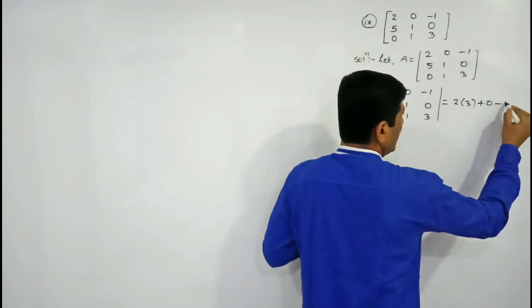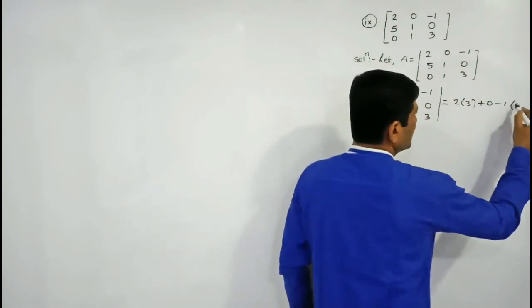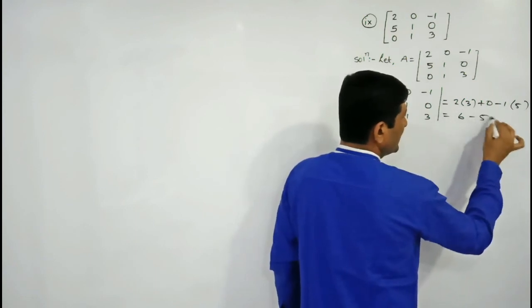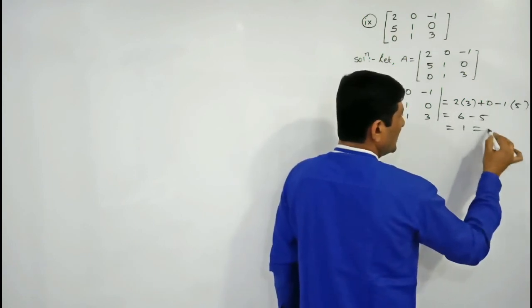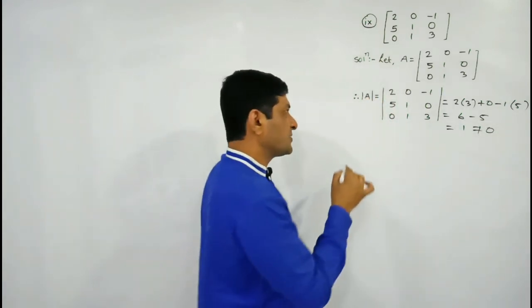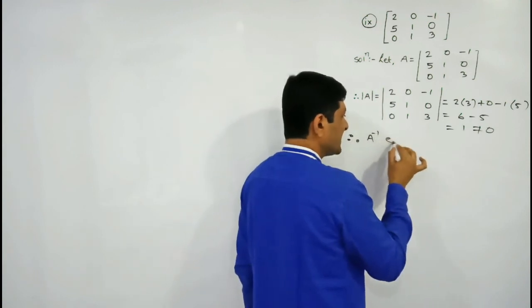Then consider minus 1 into, delete this column, 5 minus 0 will be equal to 5. Let us see what we are getting here. 6 minus 5 will be equal to 1, and 1 is not equal to 0. Since the value of the determinant is not equal to 0, we can say that therefore A inverse exists.